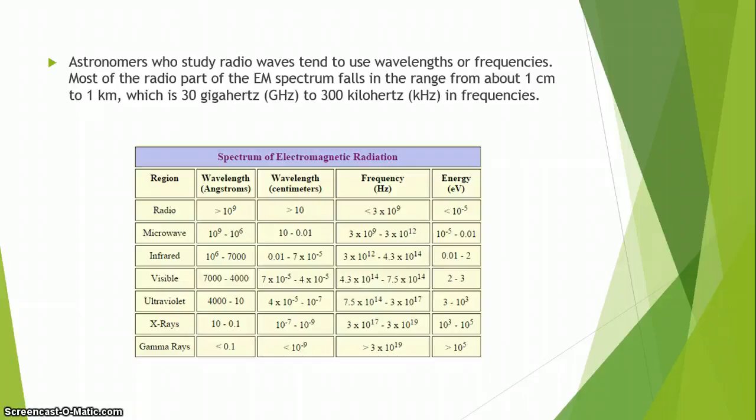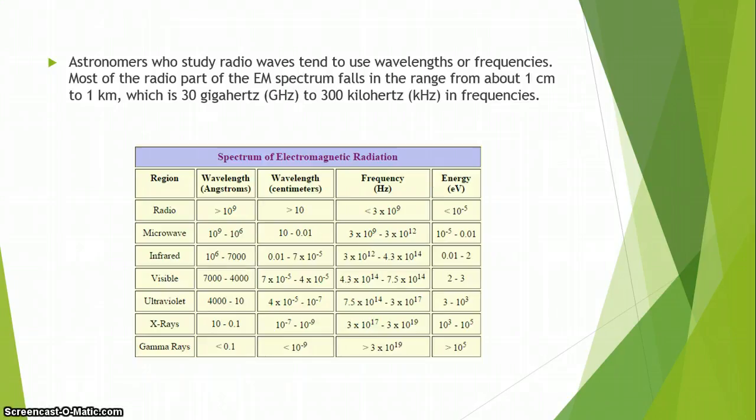Astronomers who study radio waves tend to use wavelength or frequencies. Most of the radio part of the electromagnetic spectrum falls in the range of about 1 centimeter to 1 kilometer, which is 30 gigahertz to 300 kilohertz in frequencies.